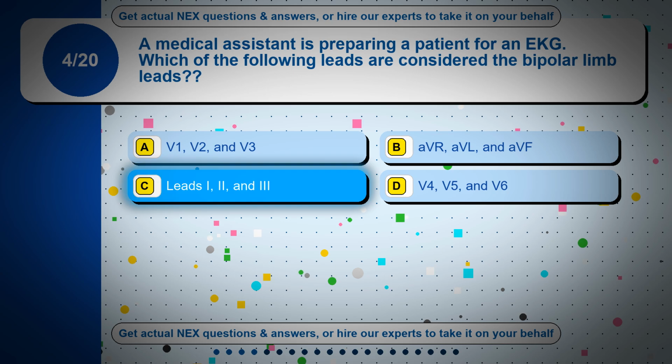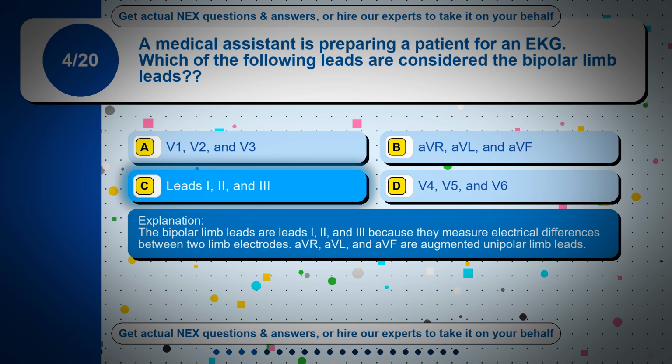The correct answer is option C. Leads I, II, and III. The bipolar limb leads are leads I, II, and III because they measure electrical differences between two limb electrodes. aVR, aVL, and aVF are augmented unipolar limb leads.